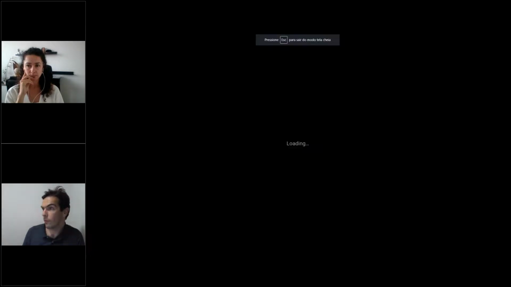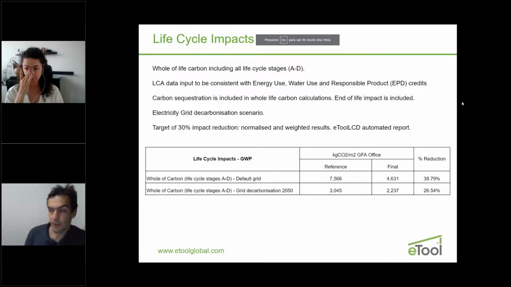And the other aspect with this credit is that you have to consider the grid decarbonization scenario. The reason this is important is because of the government targets and the global targets to decarbonize the grid. And the current LCA standard for buildings, the calculation method, requires you to use the current emission factor throughout the whole lifespan. That is to reduce uncertainty.